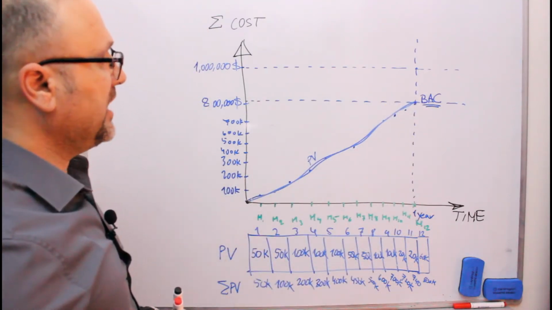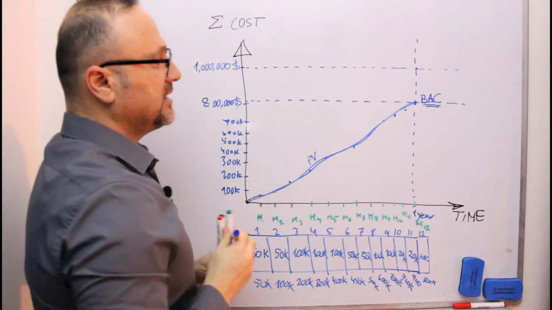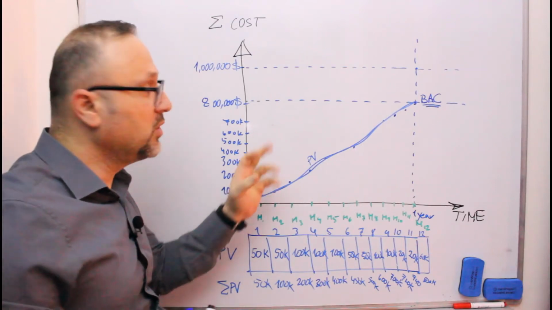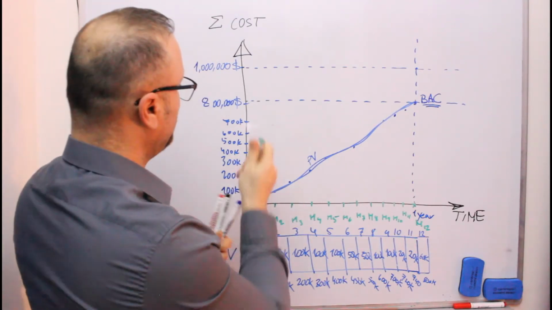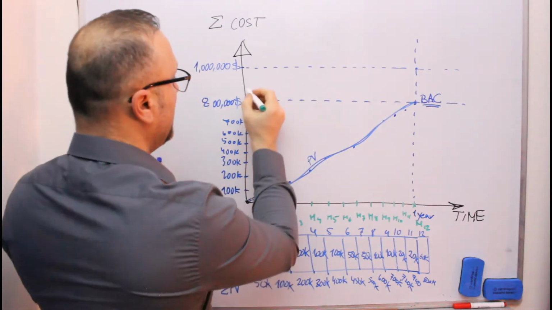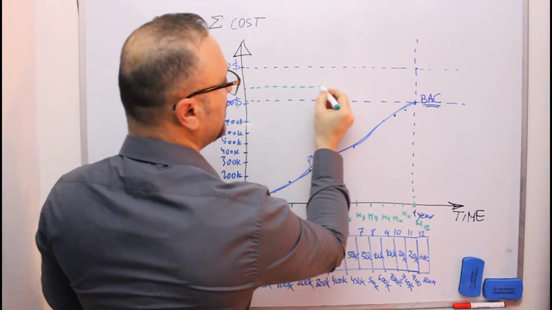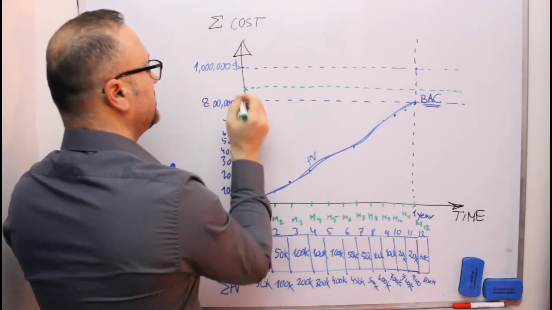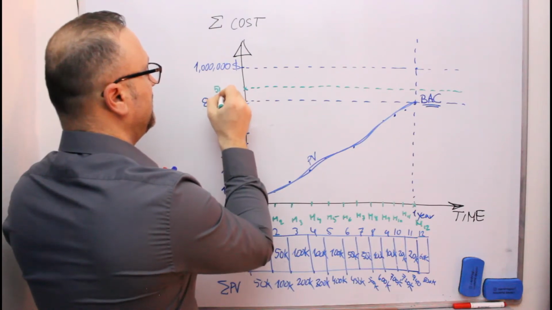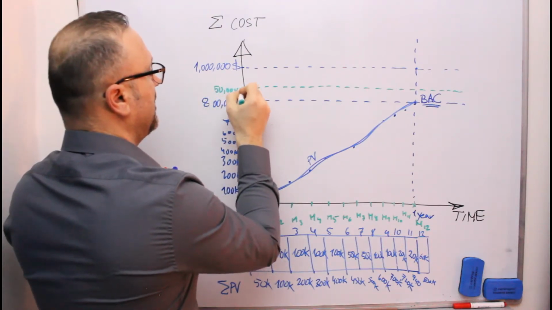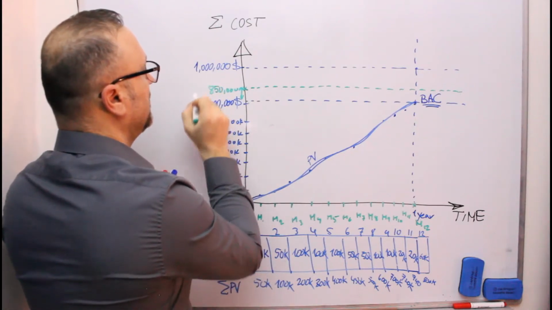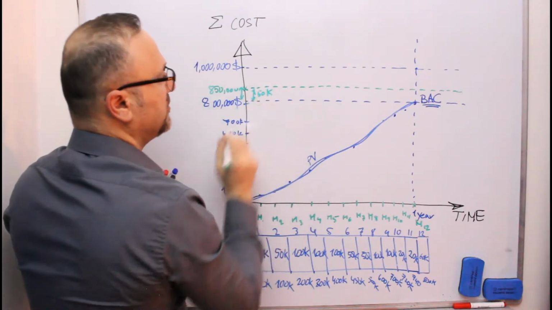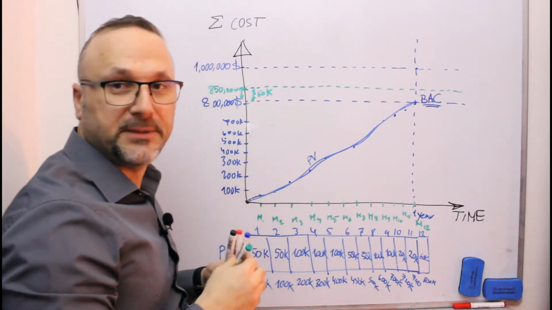Now, we said that we have the management reserve as well. So the management reserve will be taken above the budget at completion, and the management reserve is somewhere over here. This is, let's say, 50,000. So this is 850,000 if this is the 50,000 management reserve. Okay?